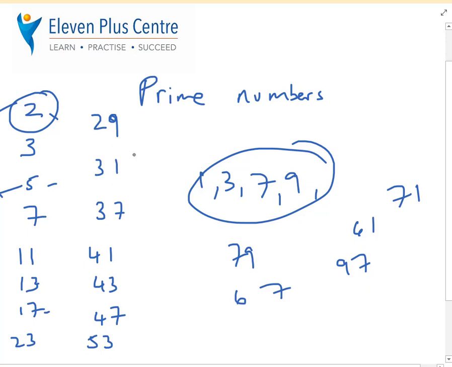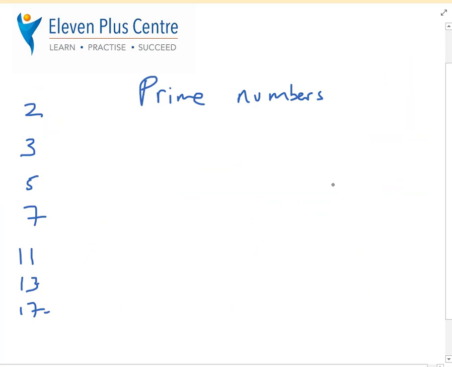So that's useful because if you're given a number and you want to know if it's prime, you just have to look at the last digit, and if it ends in 1, 3, 7 or 9, it's possible it's a prime number, but it doesn't mean it's a prime number. So for example, 99 ends in 9, but 99 is not a prime number. Look at the factors of 99: 1 and 99, and you can also have 9 and 11. So this is not a prime number just because it ends in 9, but it's a starting point.